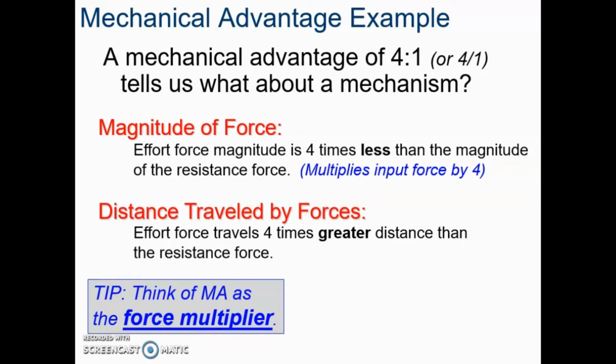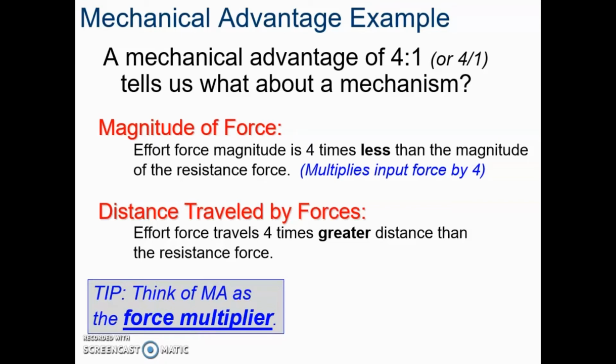So we can think of it as the magnitude of my effort force is 4 times less than that of the resistance force. But I like to think of it as more of a force multiplier than thinking of it as the opposite. So if I put 1 pound of force in and I get 4 pounds of force out, we have an inverse relationship between the distances. So if my force is multiplied by 4, what that means is I'm going to have to cover that distance 4 times as much. So my force is multiplied by 4, but my distance has to increase by a lot in order to take that into account.